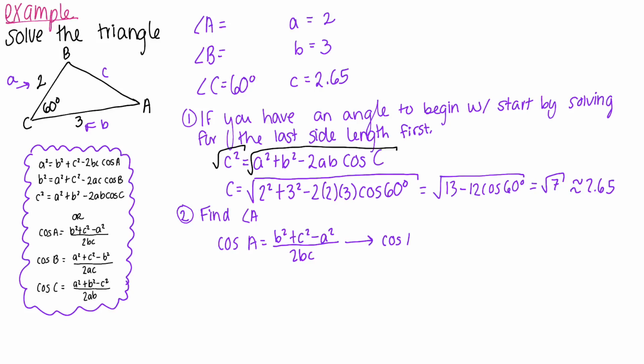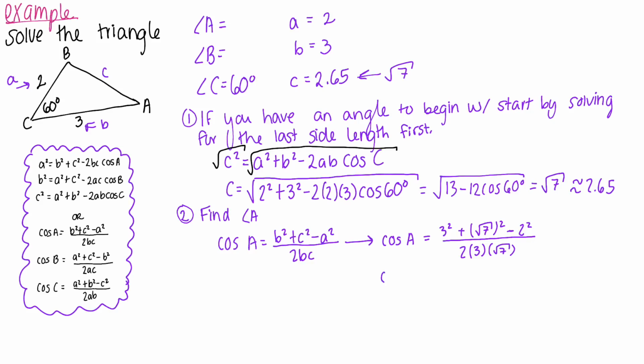So cosine A is equal to 3 squared plus, now really C was the square root of 7, so I'm going to cheat and write this as the square root of 7 squared instead of writing the decimal expansion. The reason for that is that if you square a square root, it just turns it into the number 7 in this case, and that's a nicer number to deal with than a rounded number with decimals. Minus 2 squared over 2 times 3 times C, which is the square root of 7.